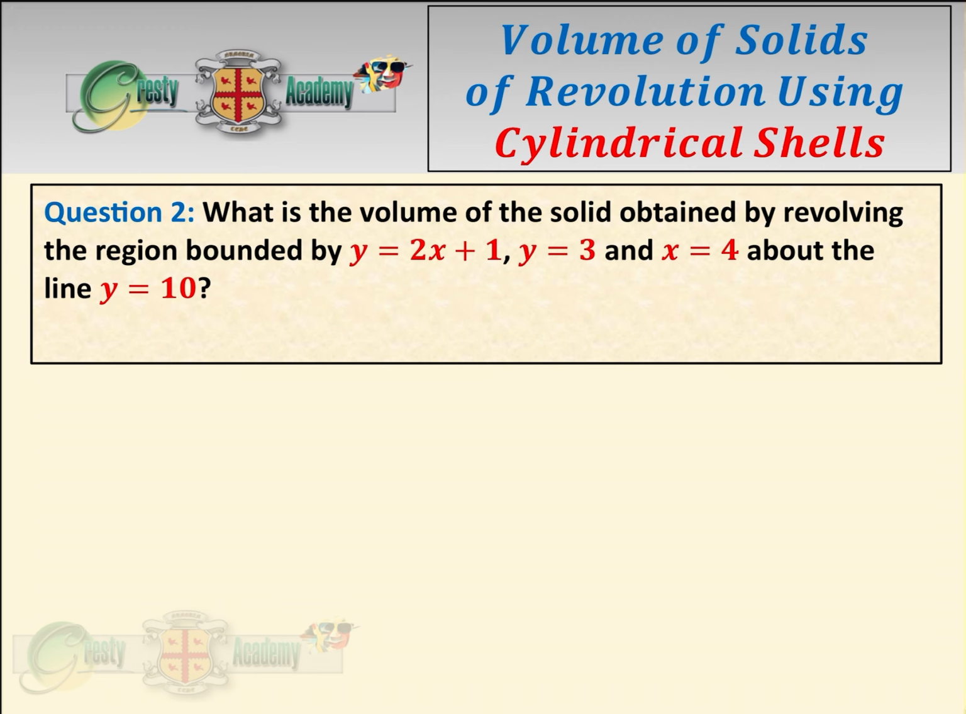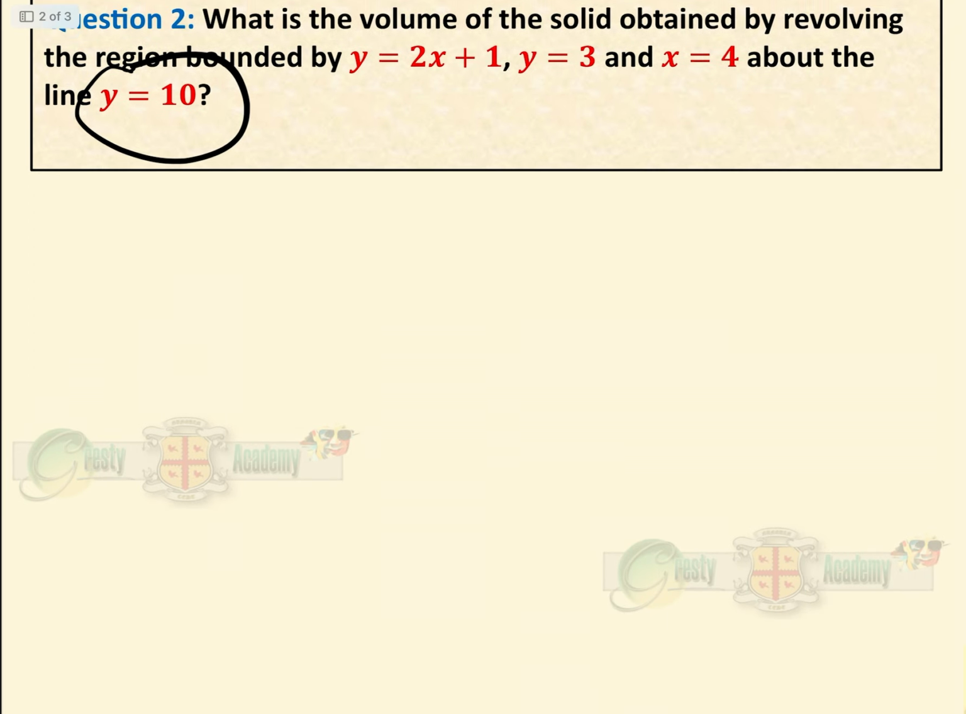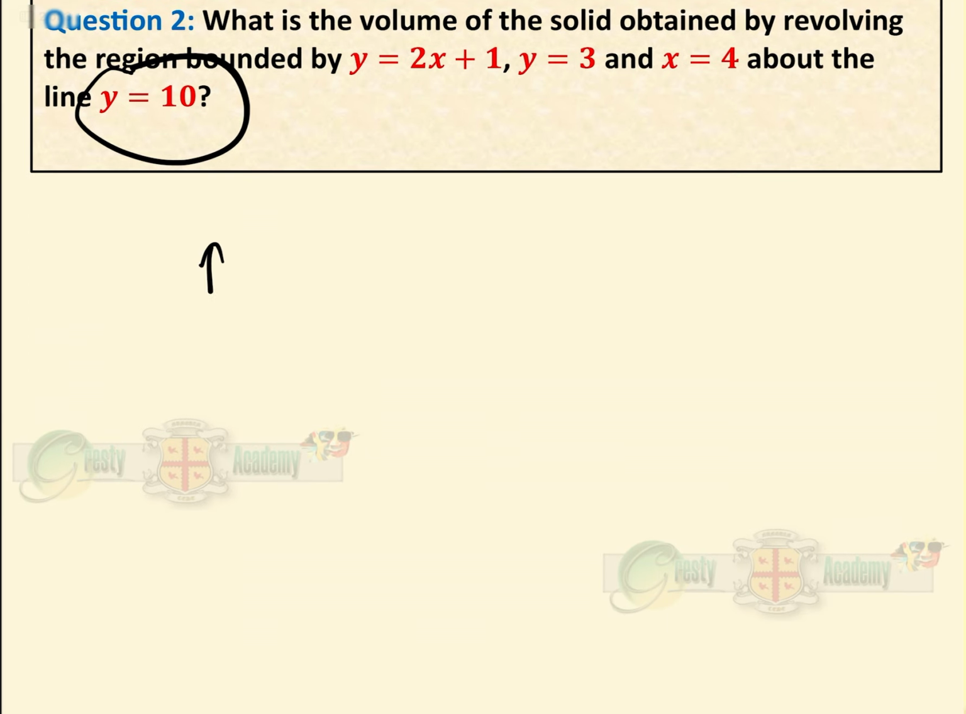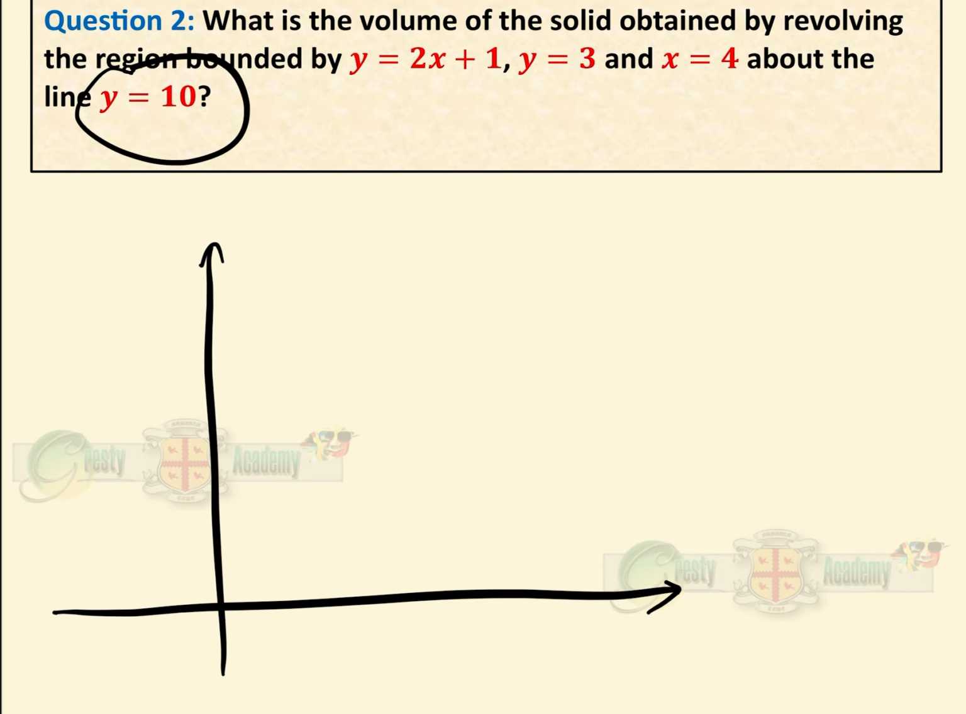What's the volume of the solid obtained by revolving the region bounded by y equals 2x, y equals 3, x equals 4 about the line y equals 10? Now this is the bit that makes it complicated, because we're not revolving around the x or the y axis. So if we were going to use the disc method, we have to do all sorts of translations and messing around. But with the cylindrical shells method, it's quite simple. So let's just have a quick look at what it is that we are integrating. So we have the line here, y equals 2x.